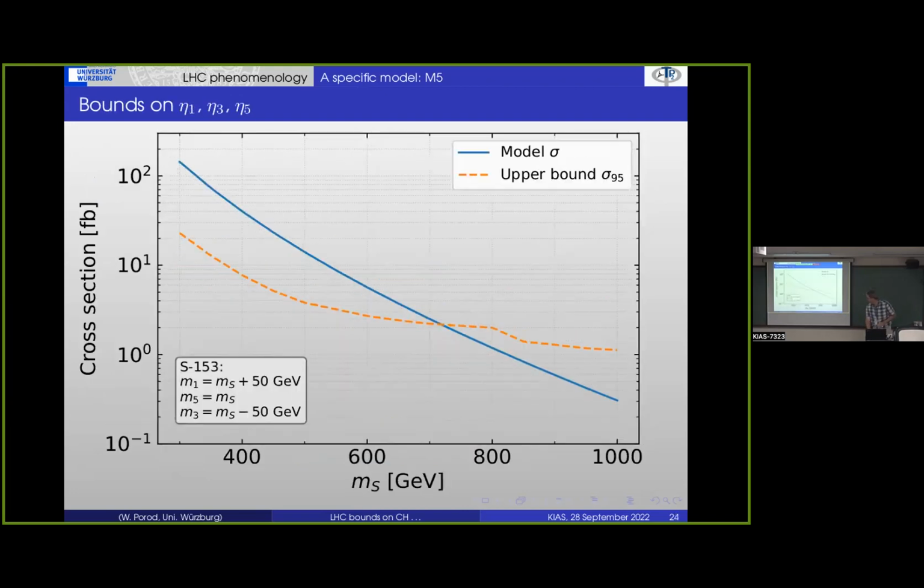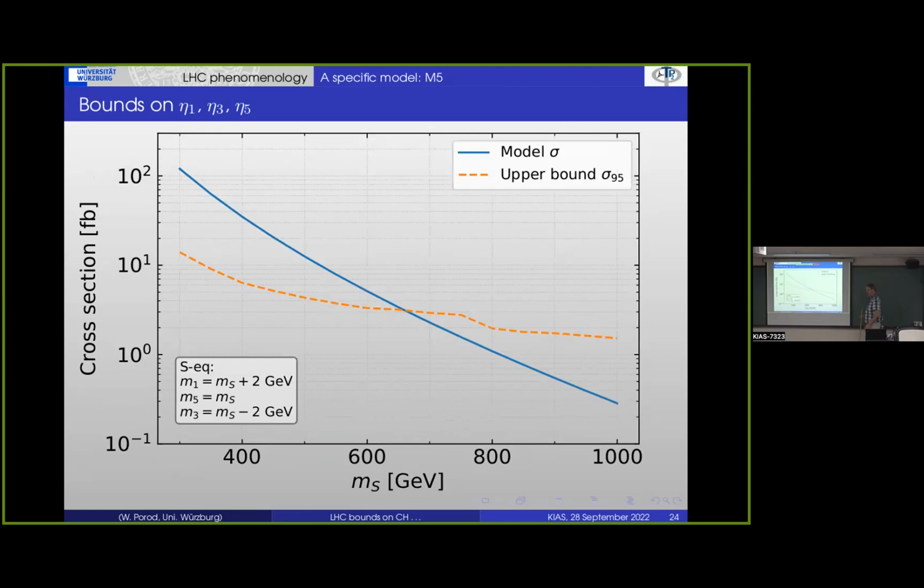But if their masses are really in the degenerate regime, then those particles can be long-lived. They have small decay widths, so they could have large lifetimes. That's possible. Okay, there is a limit, of course.